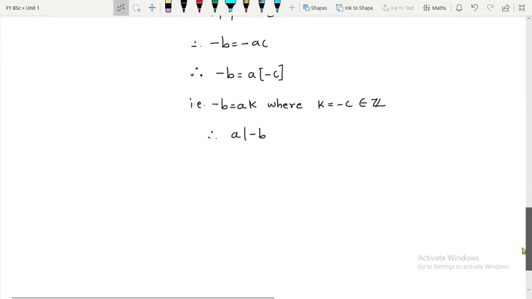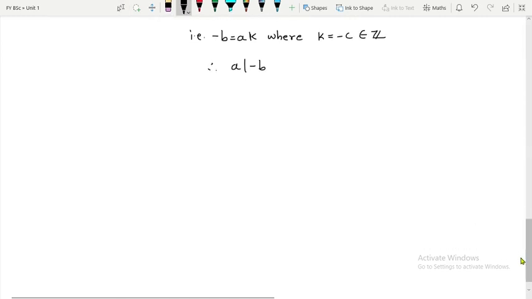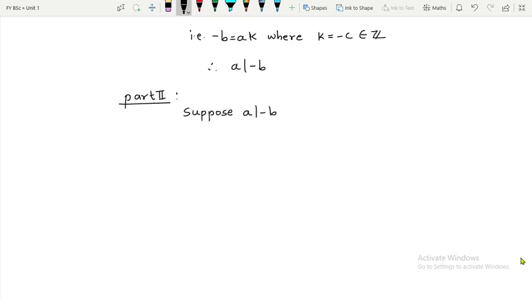Now we will go for the converse part b. Now I am going to assume that a divides minus b, and I am going to prove that a divides b. So suppose a divides minus b. What does it mean? A divides minus b means minus b can be written as a multiplied by some c1. As I have told you, you can use any notation, for some c1 belonging to z. Now what we have to prove? We have to prove that a divides b.